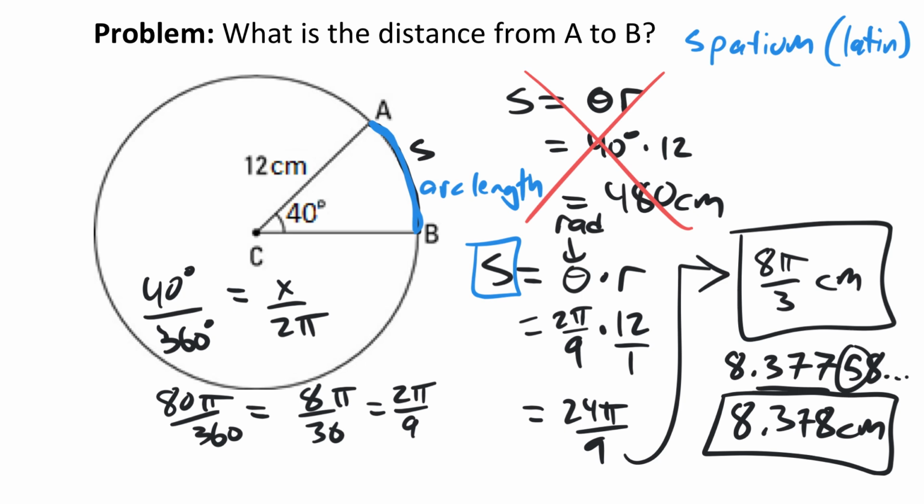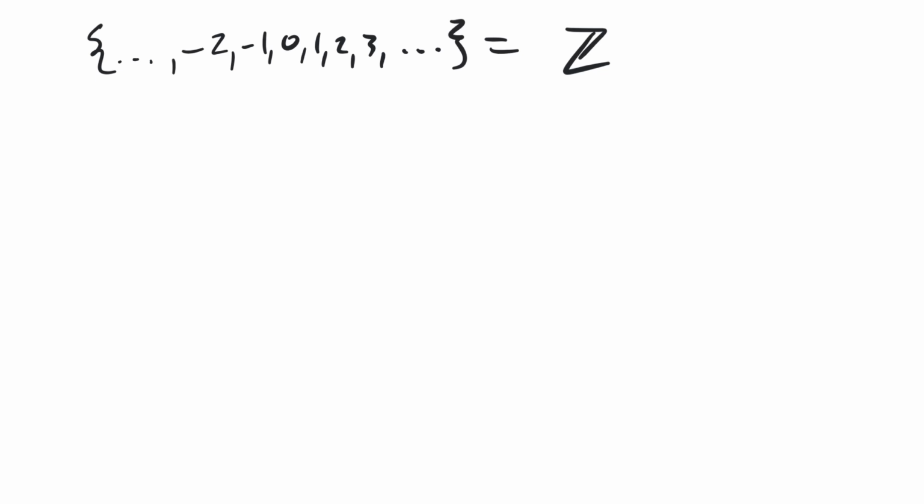And this actually comes up a few different times in math. If you think about the integers, right, -2, -1, 0, 1, 2, 3, and so on. Okay, the proper label for this set is a capital Z.